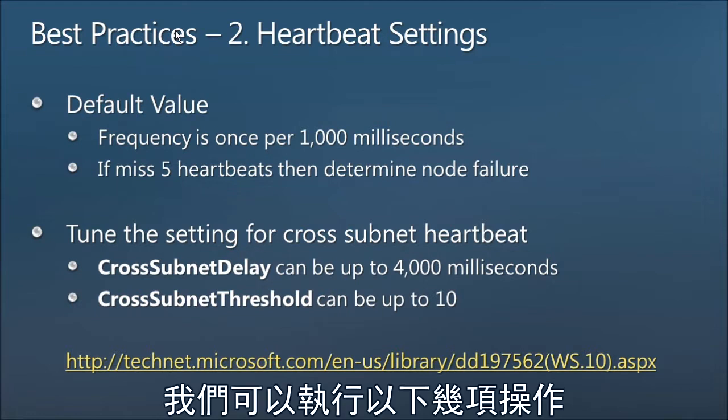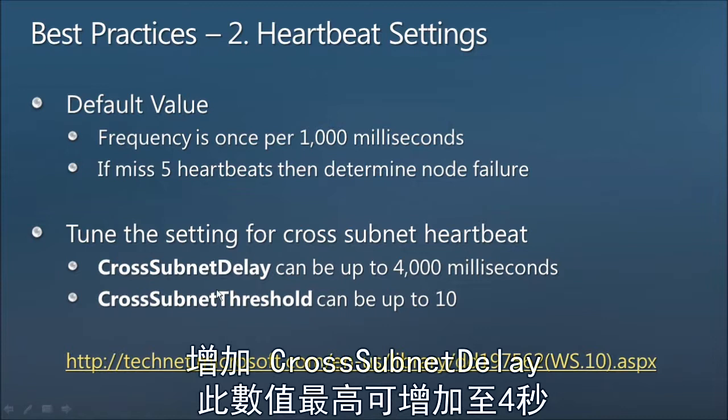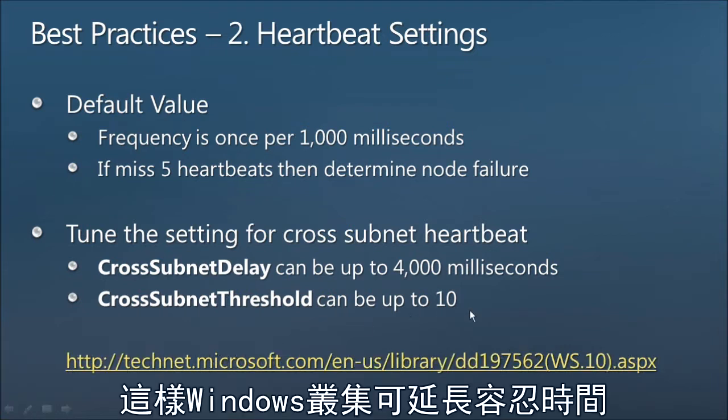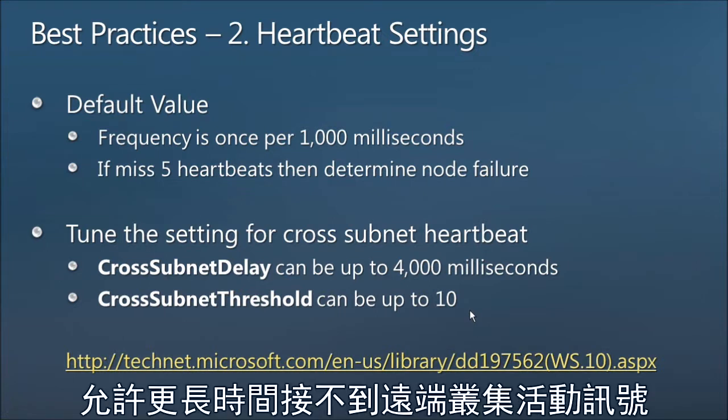So you can do the following things. Increase the cross subnet delay. This number can be up to 4 seconds. And also increase the cross subnet threshold. This can be 10 seconds. So that your Windows cluster will tolerate a longer time without receiving the remote cluster heartbeat.